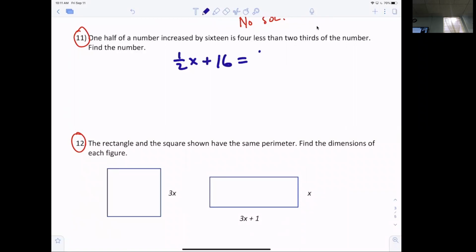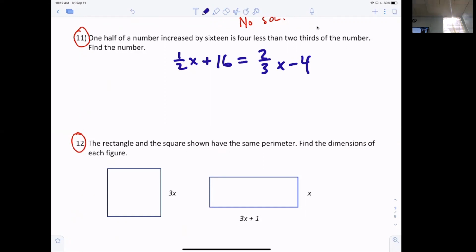Equals 2/3 x minus. Yes, good job with that. All right, 1/2 x plus 16 equals 2/3 x minus 4. Now again, we're going to practice your fractions on your calculator. Okay, so put your hand calculator in your hand. Even though I know everybody in here can do 2/3 minus 1/2. I know you can do that. All right, I'm not arguing. I'm just teaching you how to use a calculator.